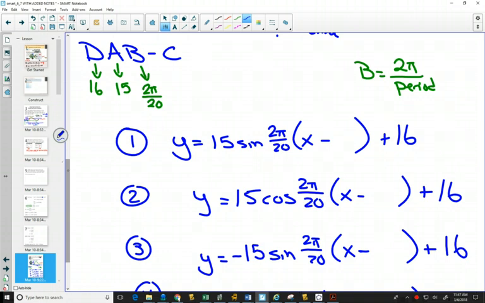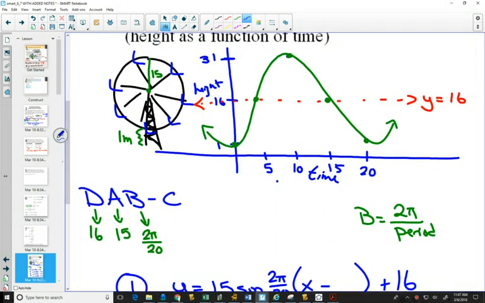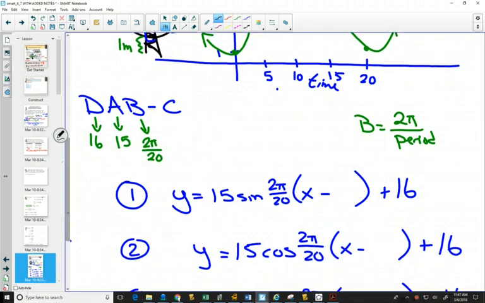And a sine graph starts on your center line going up. So now I look at my graph and say, there's my point where my sine graph is on the center line going up. That's shifted 5 to the right. So when I write my sine equation, I'm going to need to show that translation of 5 to the right by writing x minus 5.